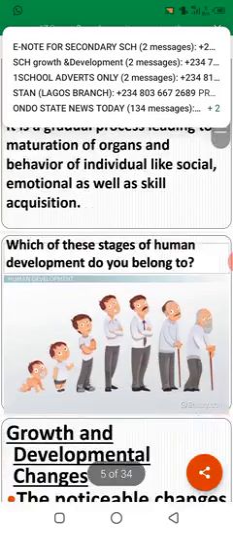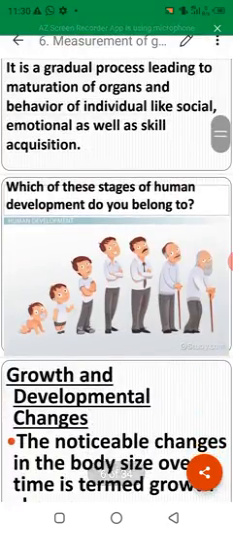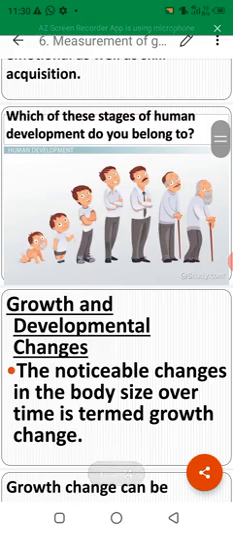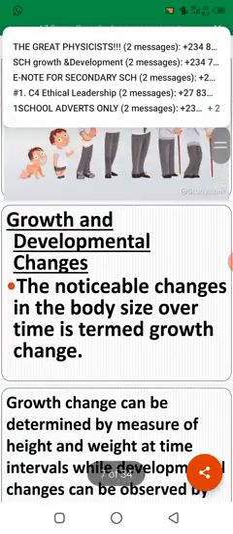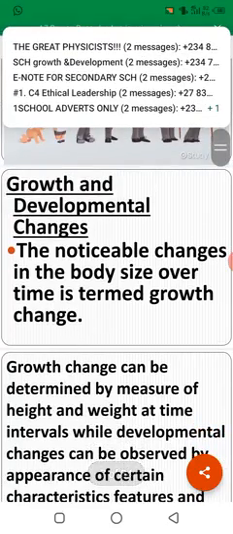So look at this picture. Which stage are you? Are you a child? We have 1, 2, 3, 4, 5, 6, 7 stages there, from a child that is crawling to an old man walking with a stick. Which stage are you? Size yourself there. Now, growth and developmental changes.